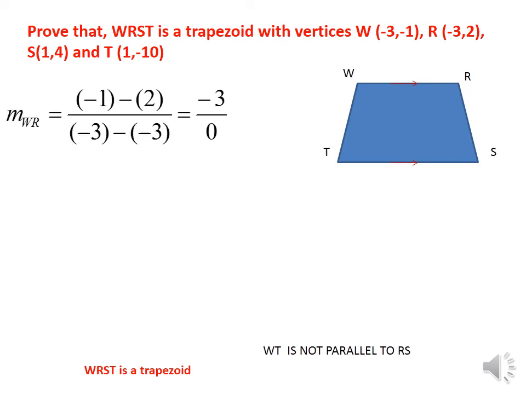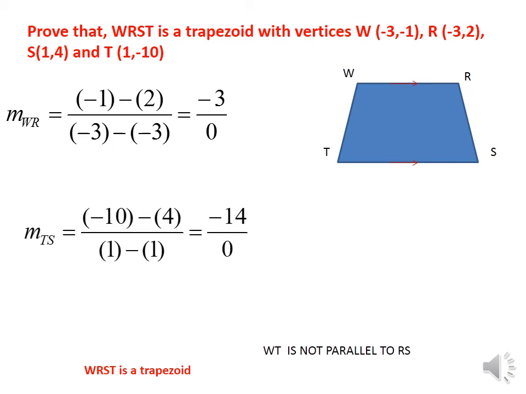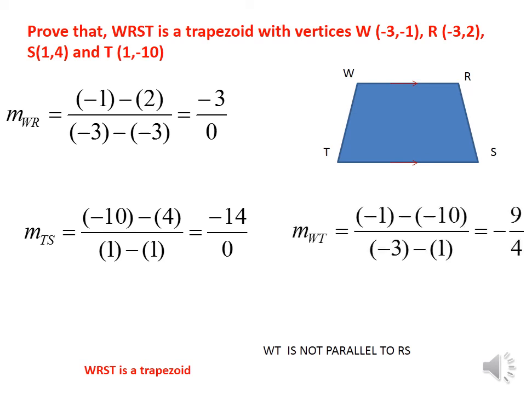First, find the slope of WR, which is negative 3 over 0, meaning undefined. Undefined means the line is parallel to the y-axis. Also find the slope of TS, which is negative 14 over 0. That means the slope is undefined, so the line is parallel to the y-axis. First line parallel to y-axis and second line parallel to y-axis, that means the two lines are parallel. WR is parallel to TS.